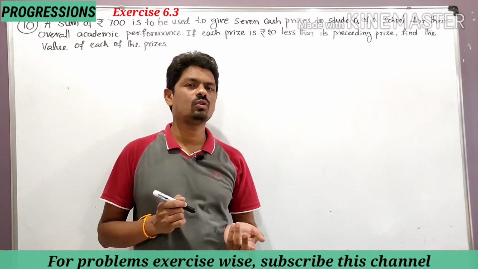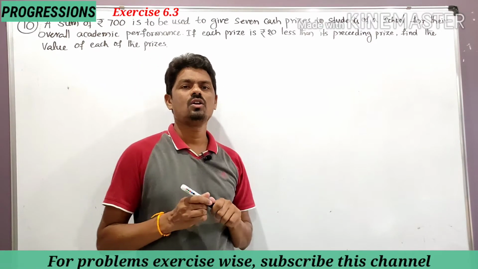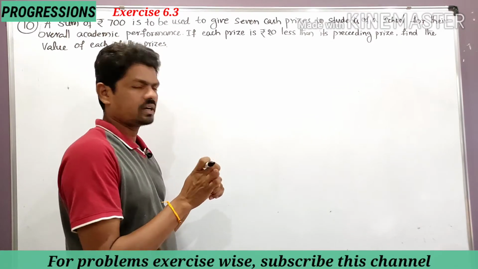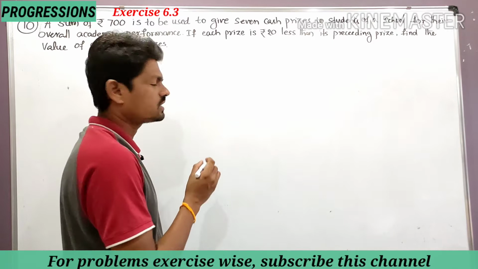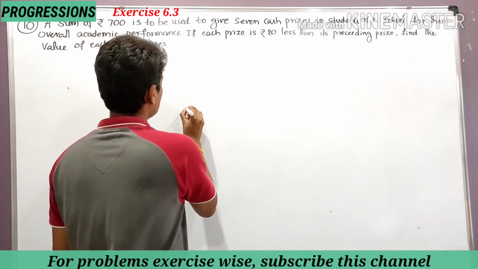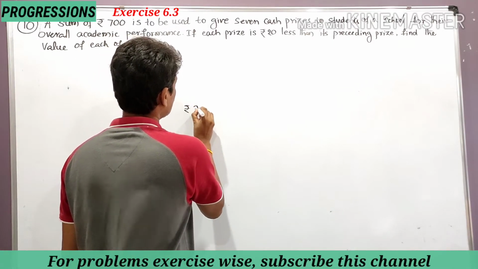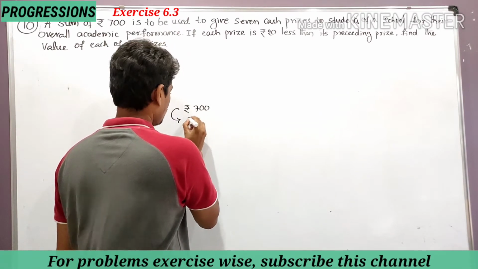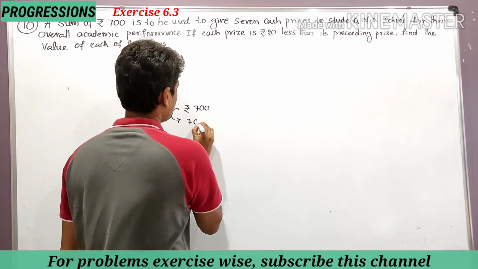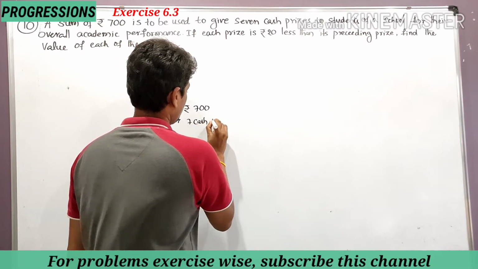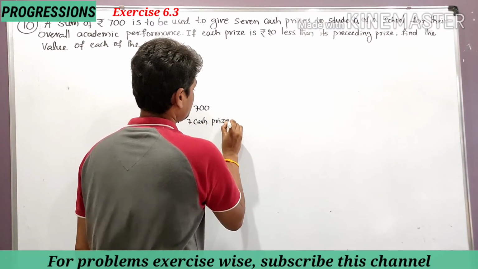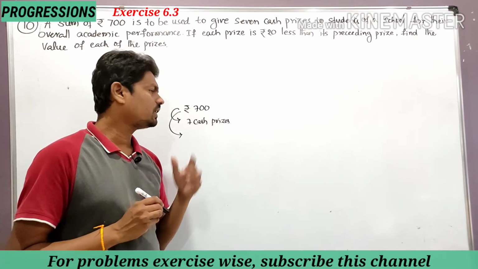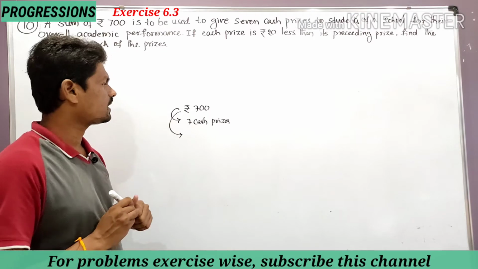First we have to understand what is given and what we have to find. In a school, based upon the academic performance of the students, rupees 700 is used to give 7 cash prizes to students. But there is a condition: each prize is rupees 20 less than the preceding prize. That is the condition given.